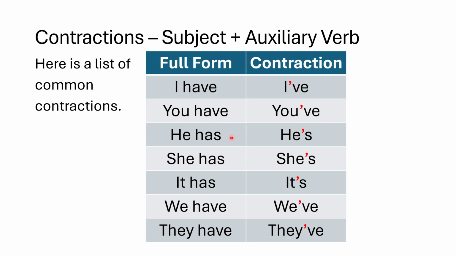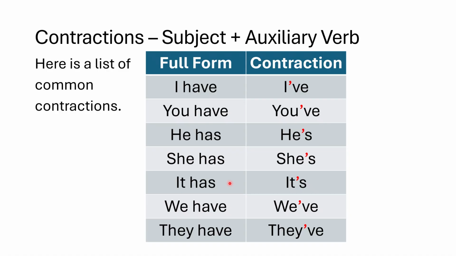He has. He's. Notice the apostrophe replaces the missing letters H and A. She has. She's. Notice the apostrophe replaces the missing letters H and A.